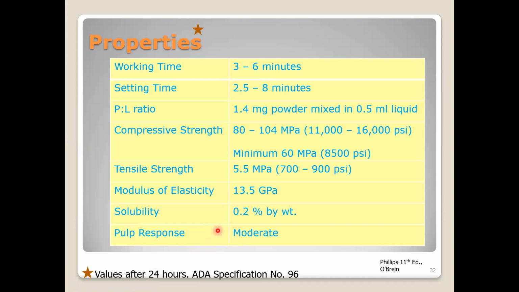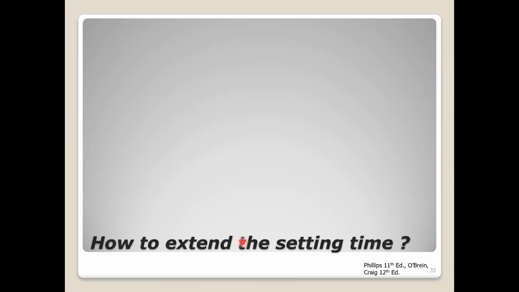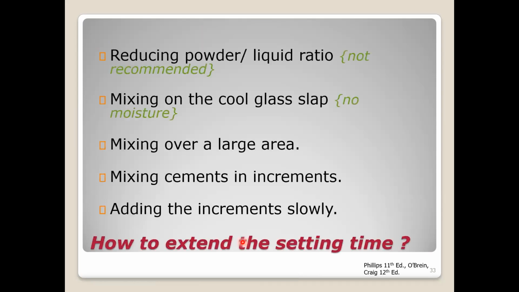Now, this is very important to understand because we are using it as a base or pulp protecting agent. But whether to use it or shift to some other material will depend upon your remaining dentin thickness. Zinc phosphate cement, because of the presence of phosphoric acid, has a low initial pH. And that low initial pH is the reason for the moderate pulp response or moderate pulpal inflammation.